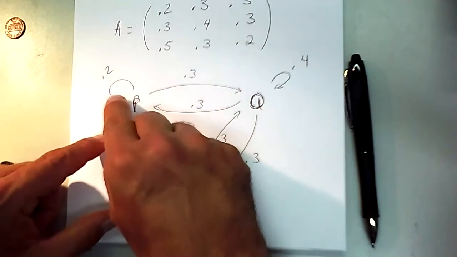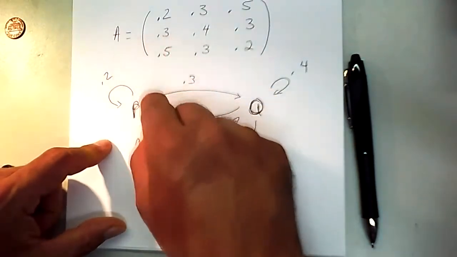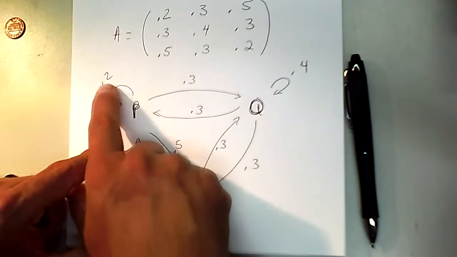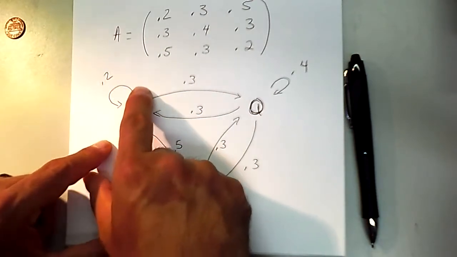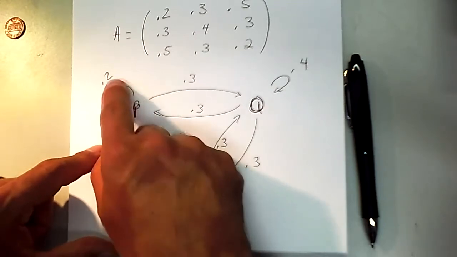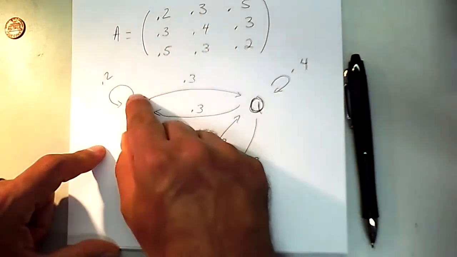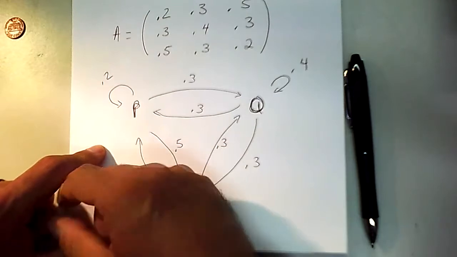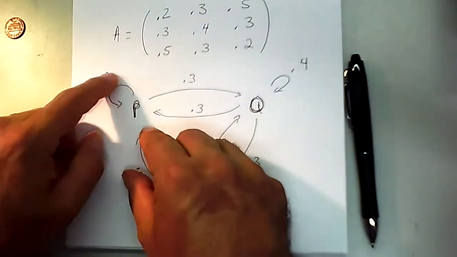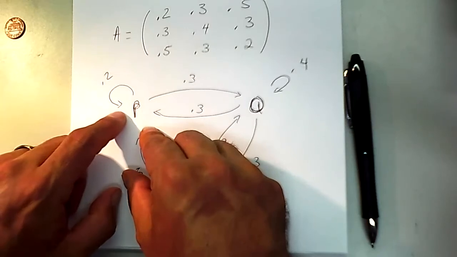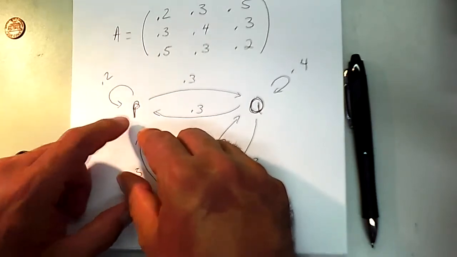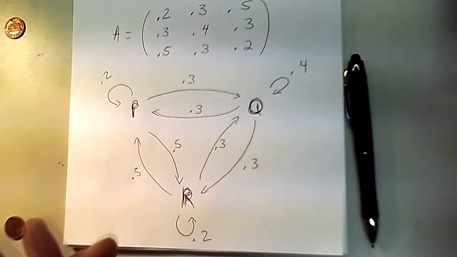So after one cycle, what is the probability that if we start in P, we stay in P? And of course, the probability is 20%. 0.2 is the same thing as 20%. So the probability that we start in P and we end in P after one cycle is 20%. Okay, now we want to ask the question, what is the probability that if we start in P, we stay in P after, say, 10 cycles?